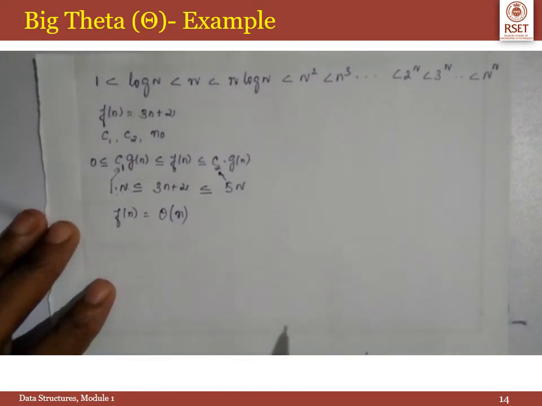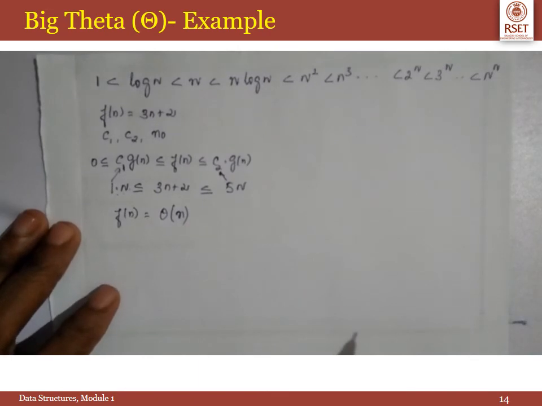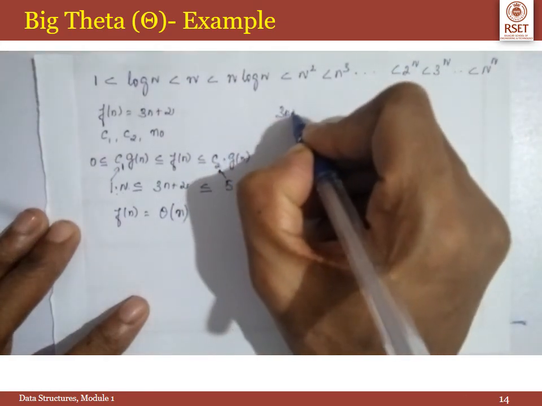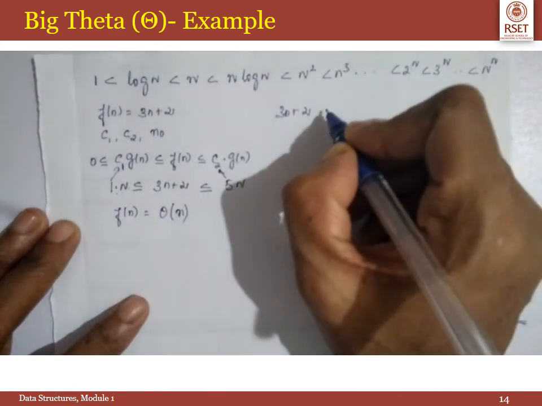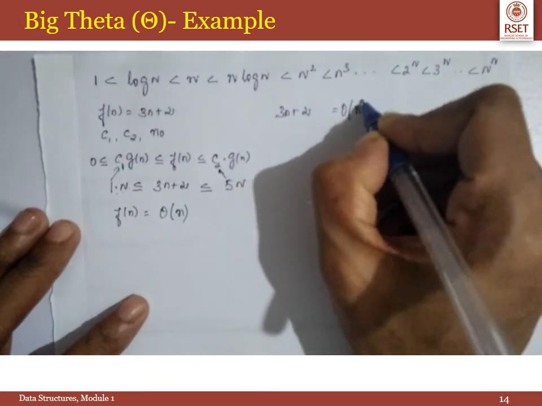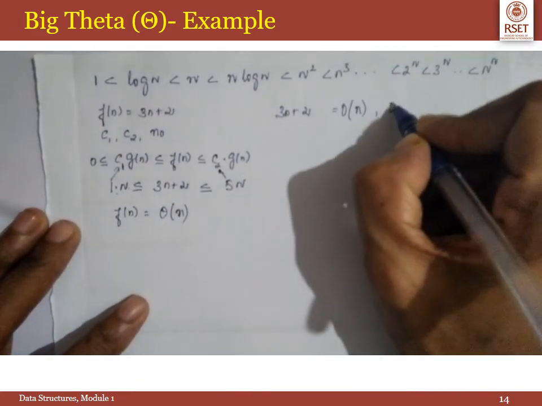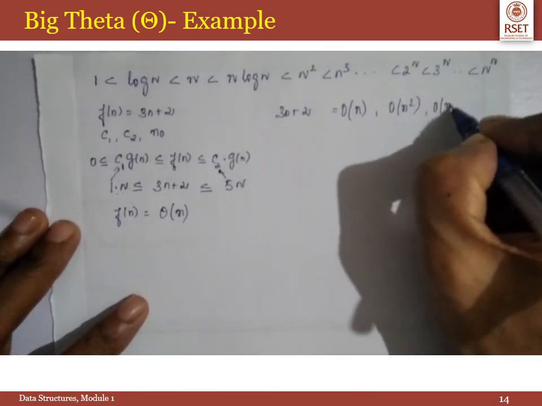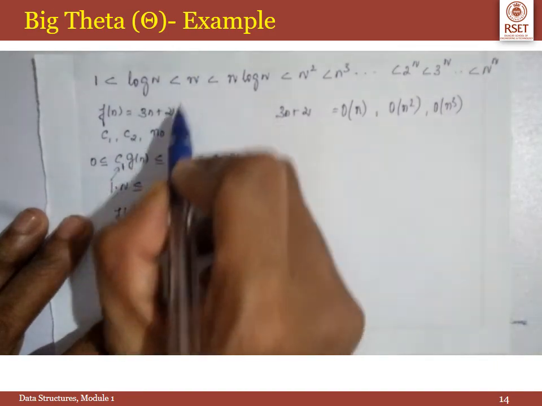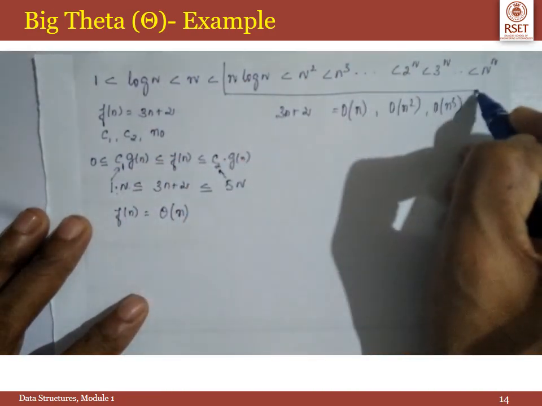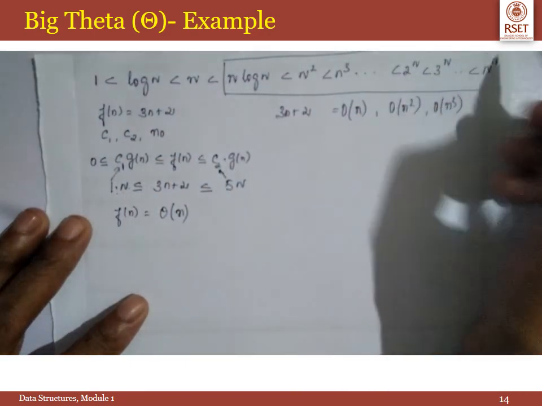Okay, now remember when we discussed the big O value, I said for the function 3n plus 2, the big O value can be written as O of n. It can be written as O of n square also. It can be written as O of n cube. It can be written as any value in the upper range, the big O value, right?